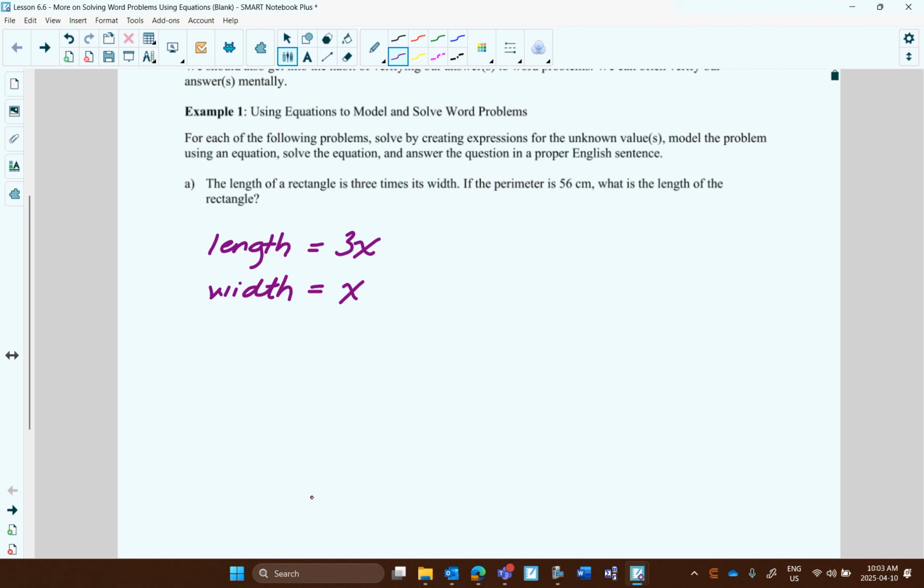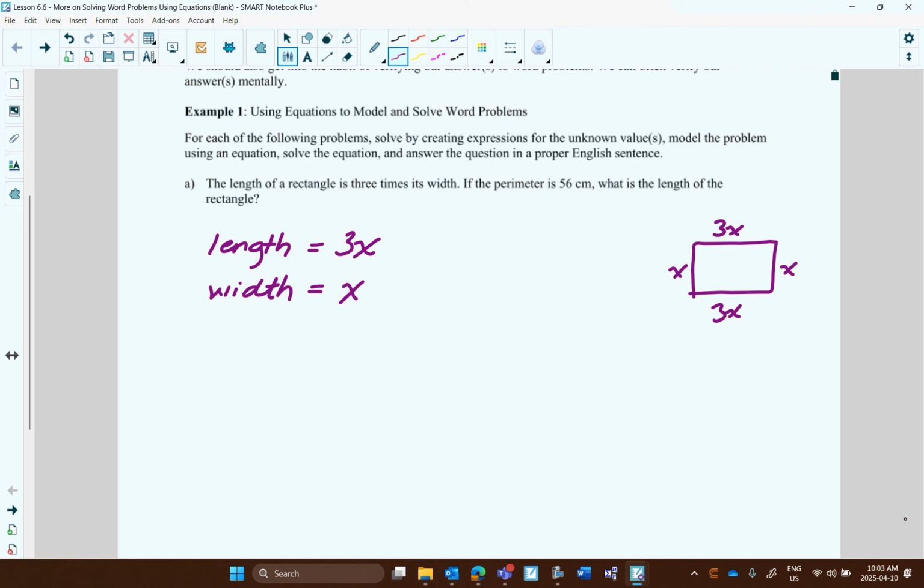So we finished step 1. Step 2, we got to make our equation. How do you find the perimeter of a rectangle? Adding all the sides. So how many of these do you have to add? 2 of them, right? Because there are 2 lengths in a rectangle. So remember, this is going to be 3x, 3x, x, and x.